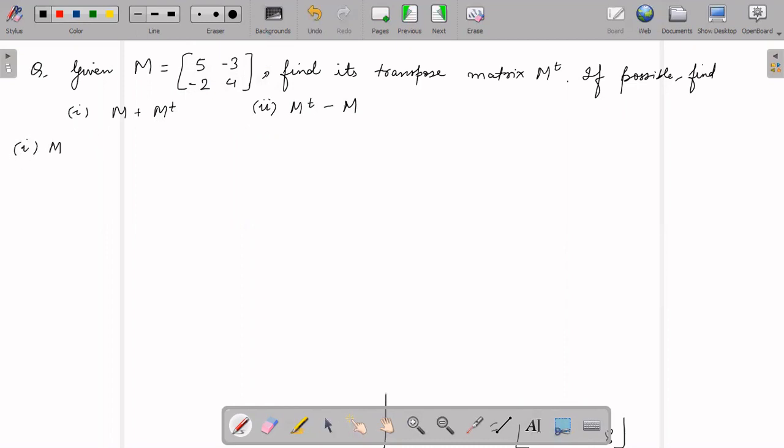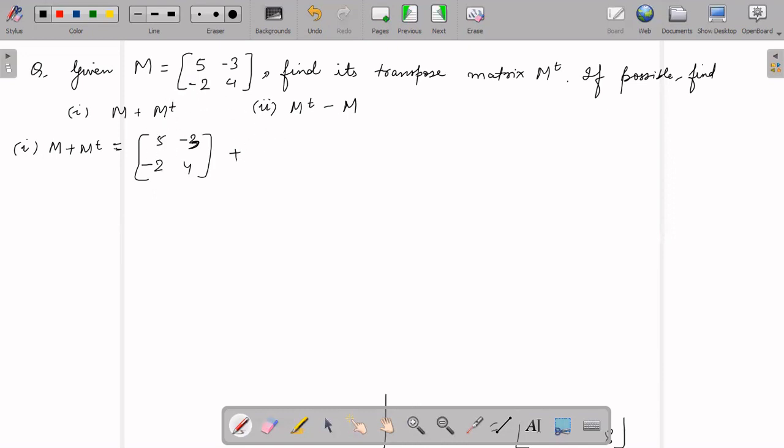M plus M transpose. I have taught you in the previous lectures how we find the transpose of any matrix. Rows become columns and columns become rows. So here, first I write M: 5 minus 2, minus 3 and then minus 2 4. This is M. I'm adding to it M transpose.